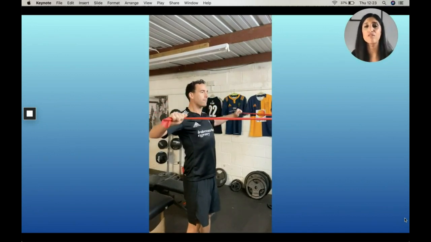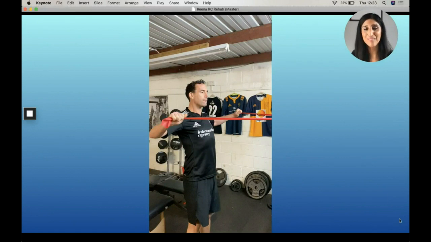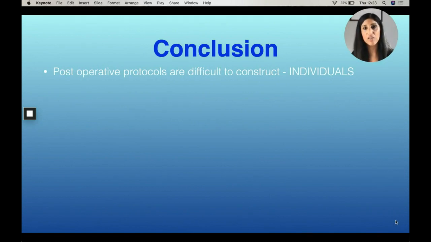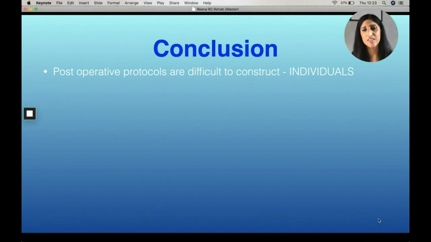really important for function. So in conclusion, post-operative protocols are really difficult to construct because of lots of individual factors, not just the patient's tendon tear type and their comorbidities, but also considerations around beliefs and expectations.